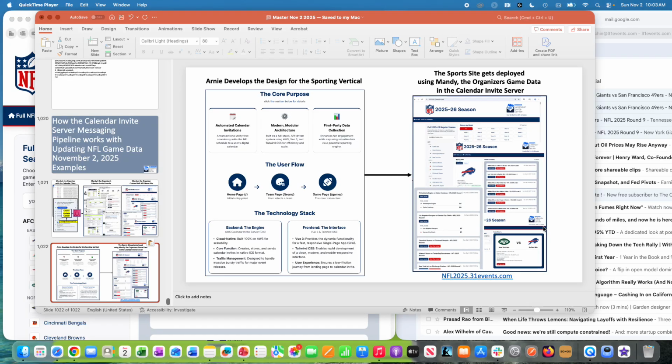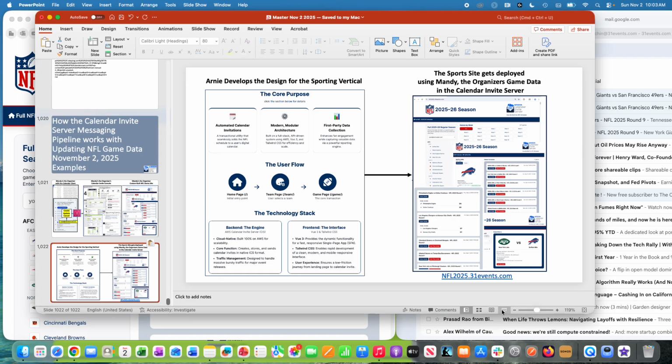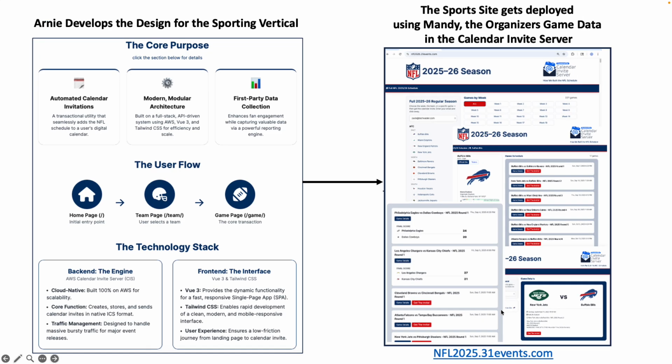Today is Sunday, November 2nd, and I have a few slides for y'all, and then I'm going to dive into the 2526 example site that Arnie built for us. This is a piece of tech that sits on top of our calendar invite server, which is a set of APIs that drive all this data here in the demo we are using for the NFL.